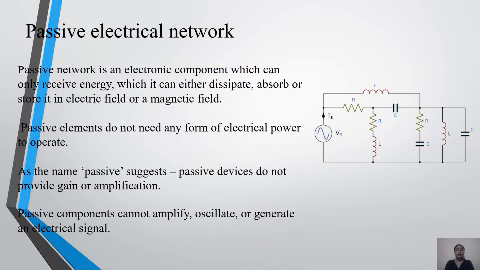Passive electrical network. A passive component is an electronic component which only receives energy, which it can either dissipate, absorb, or store in an electric field or magnetic field. Passive elements do not need any form of electrical power to operate. As the name suggests, passive devices do not provide gain or amplification. Passive components cannot amplify, oscillate, or generate an electrical signal.